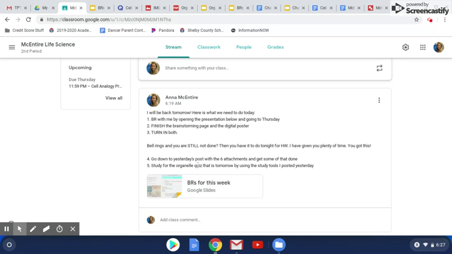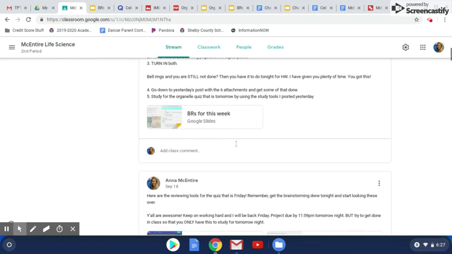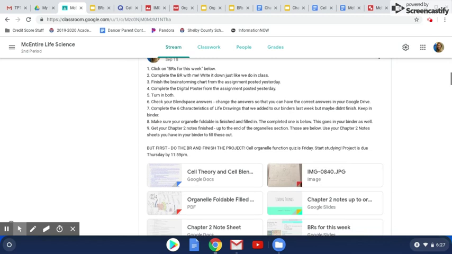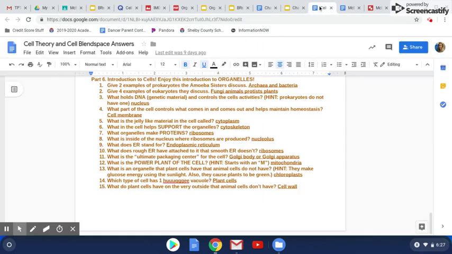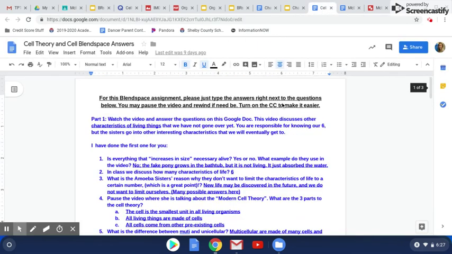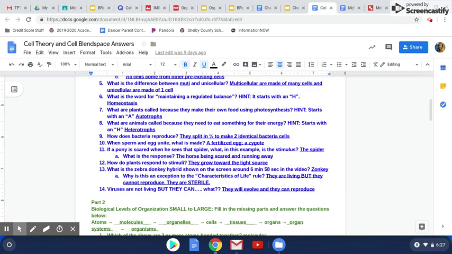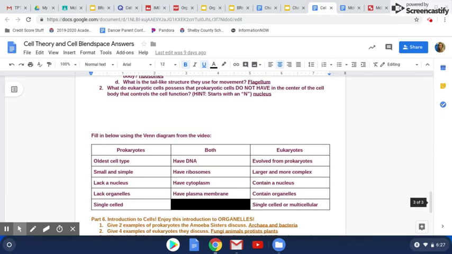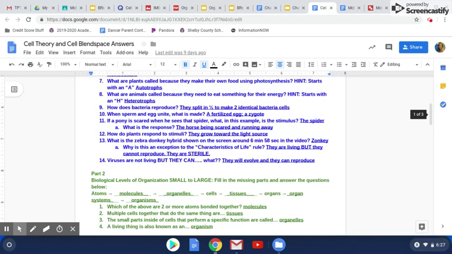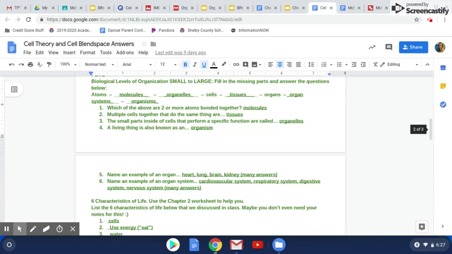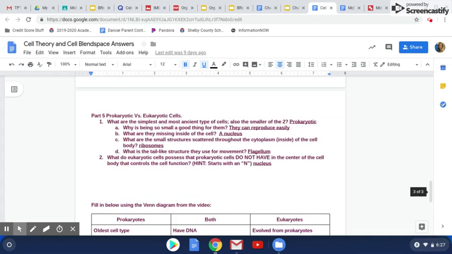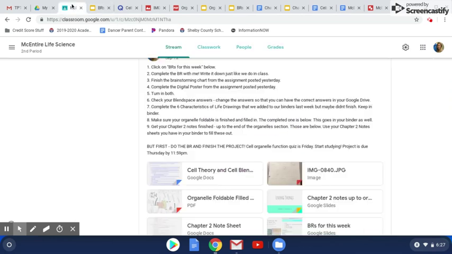Number 4 says go down to yesterday's post with the 6 attachments, and that is found right here. Okay, so it says to get some of these things done as well. So the cell theory and cell blend space. Get these answers in your Google Drive. You have a document that I assigned to you. Just make sure that all these are filled in and you have all the correct answers in your Google Drive.